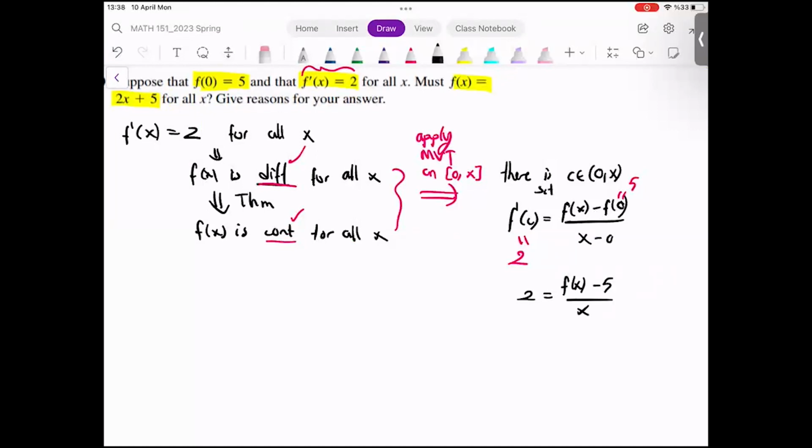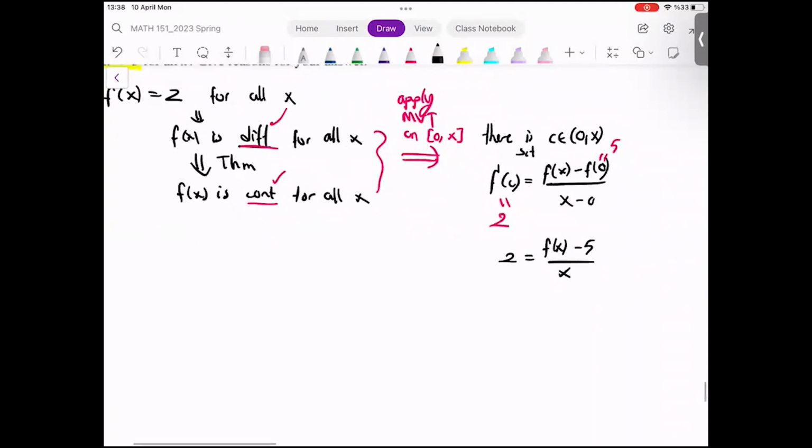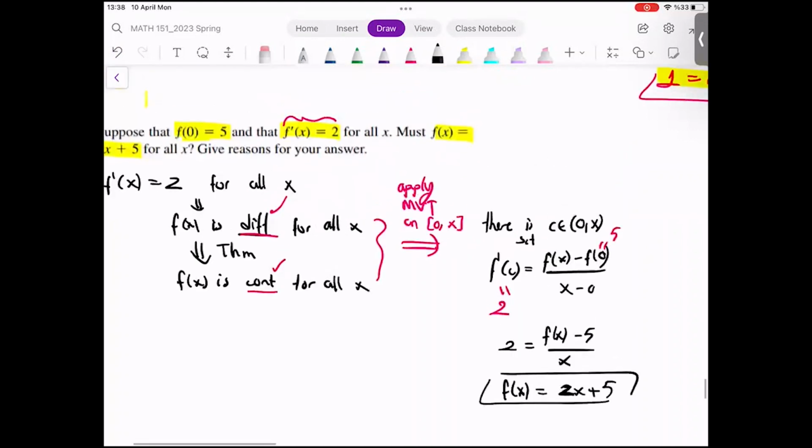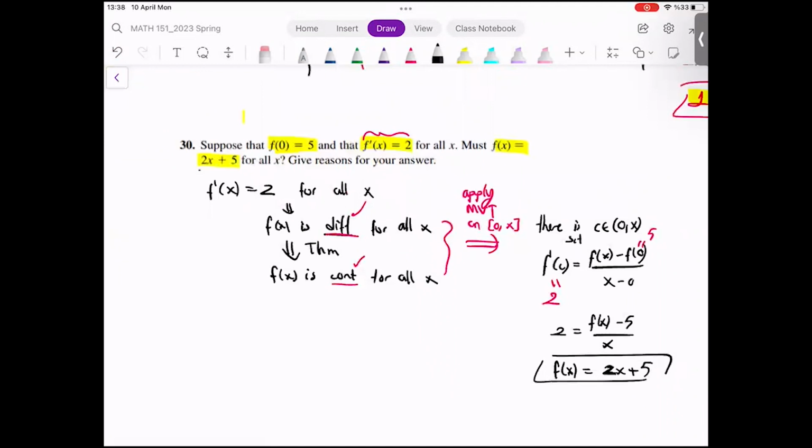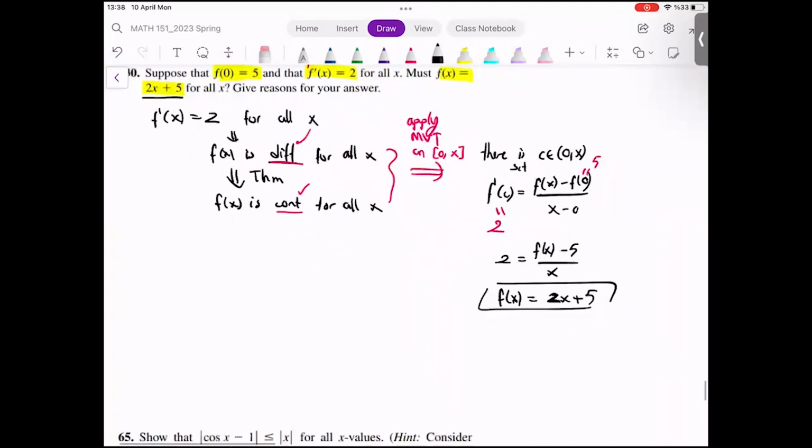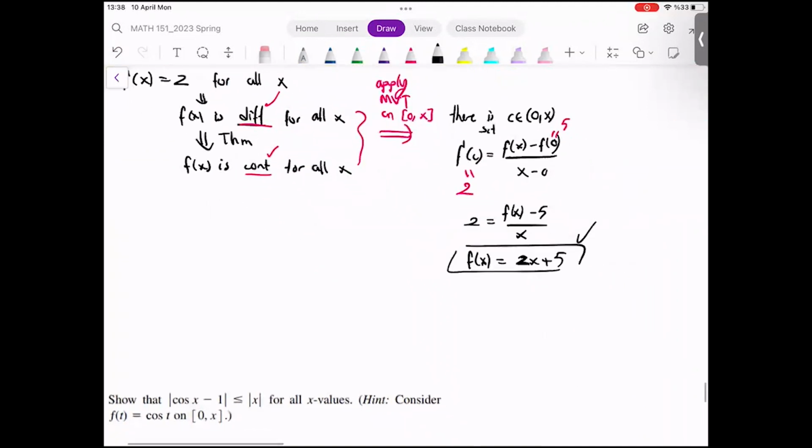Can you solve for f of x here? You can easily. f of x is 2x plus 5. You see, we obtained what we want. The question is, must f of x be like that? Yes. You see, applying the mean value theorem, we find that f of x should be like that.